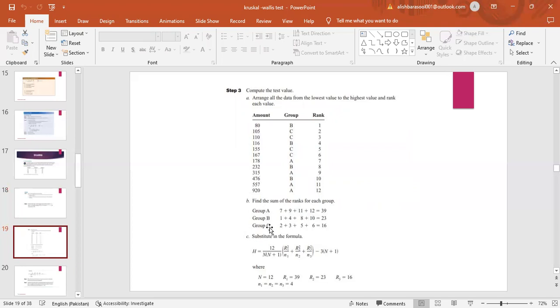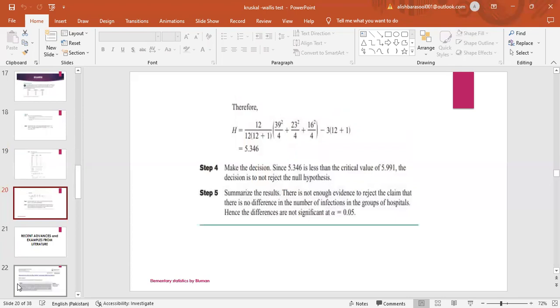Group A, Group B, Group C. We will calculate the sum of ranks. Then we will substitute them in the formula which is given below. Therefore, substituting the values in this formula, we calculated 5.346.